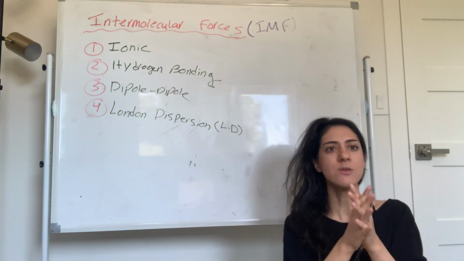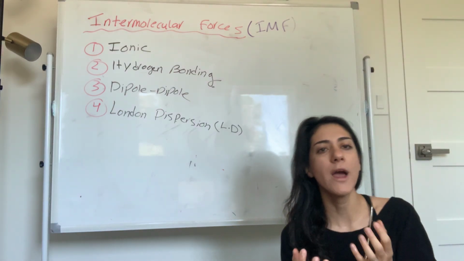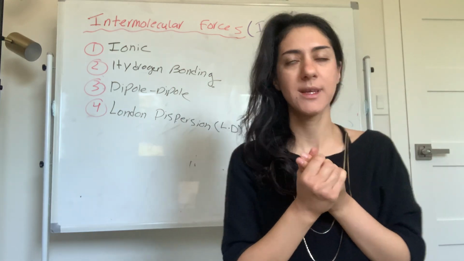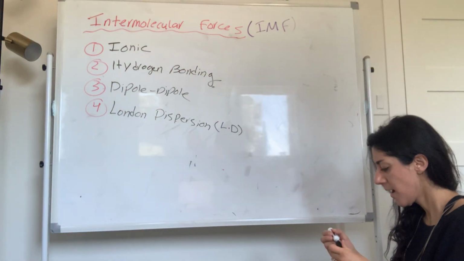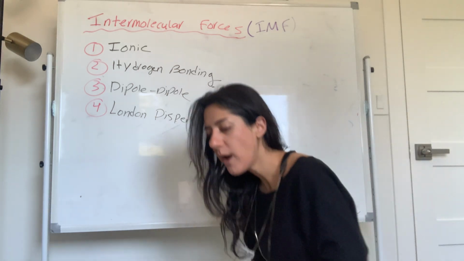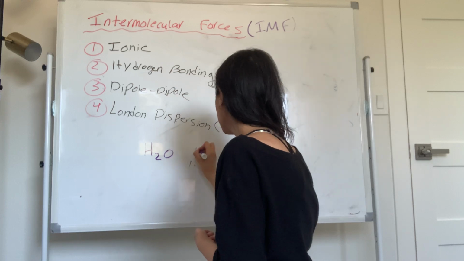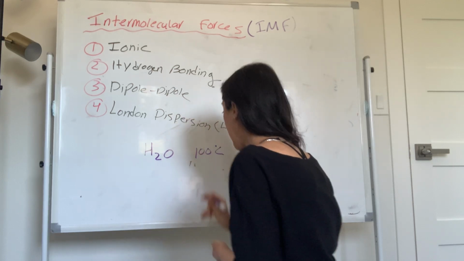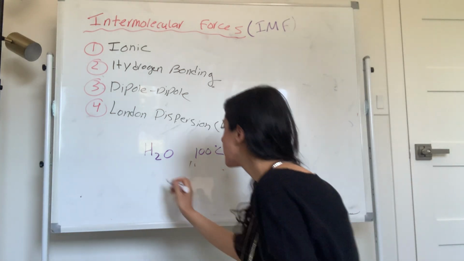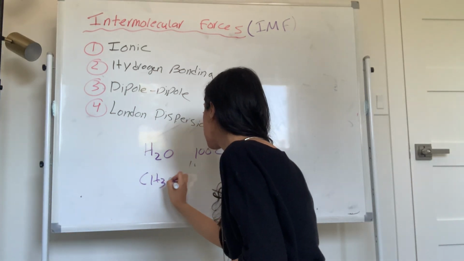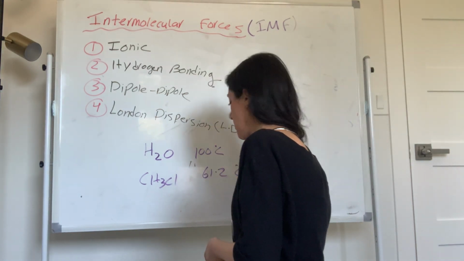Now, before we do that, what I want you to really understand is, why do we care about this? Why do you care about intermolecular forces? Let me give you an example. Water has a boiling point of 100 degrees. CH3Cl has a boiling point of 61.2 degrees.